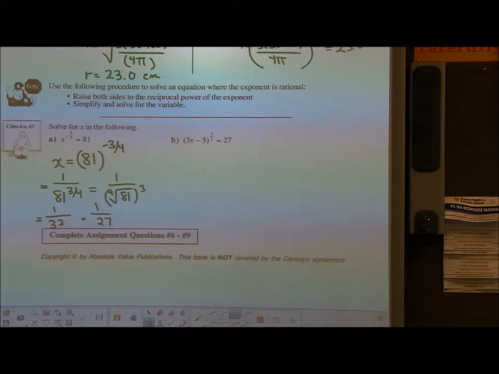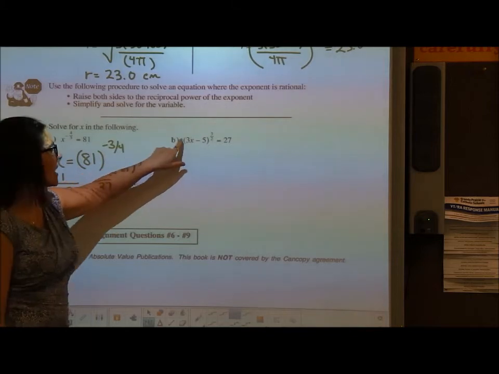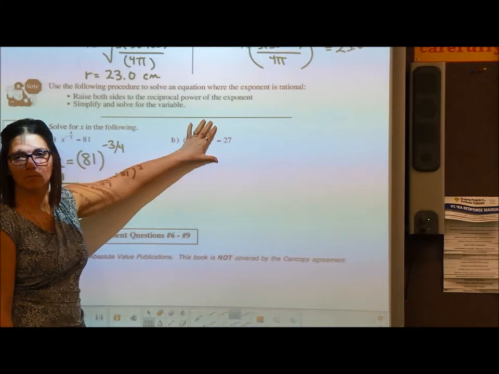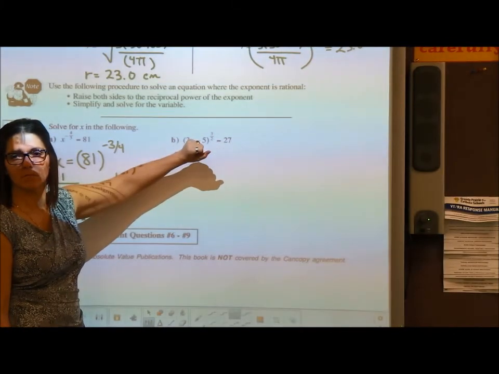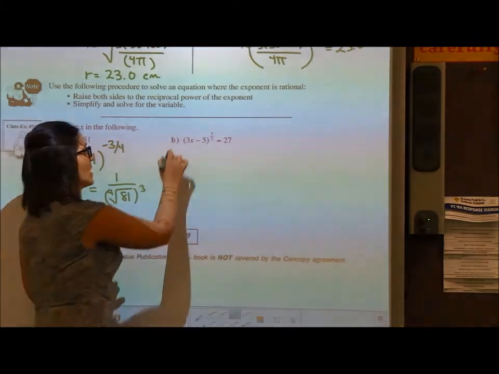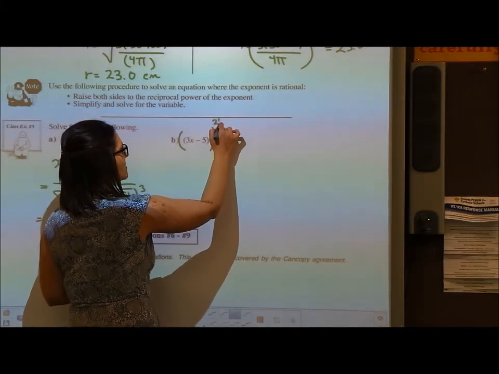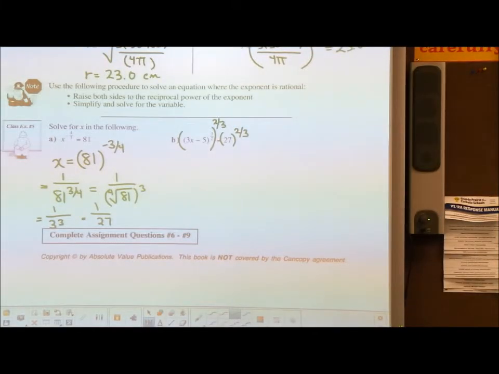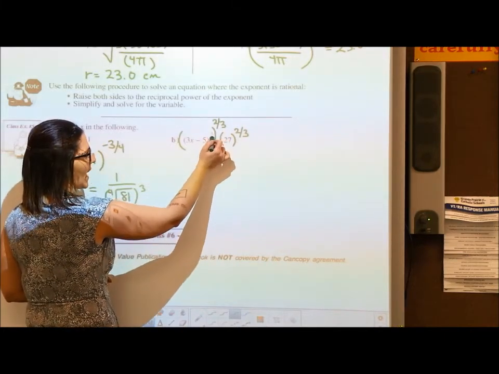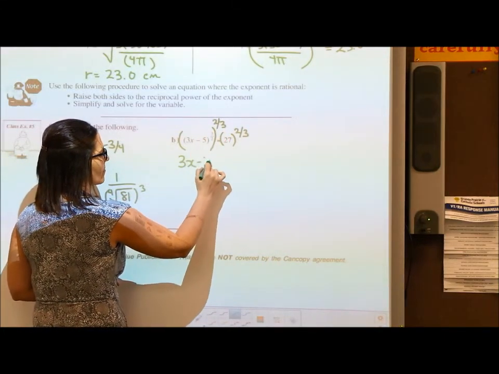Okay, so now if I look at B, I have 3x minus 5, an entire expression raised to the power of 3/2 equals 27. How could I change this, or what could I do to this to make this a power of 1? So what could I multiply by 3/2 to get to 1? 2/3. So if I raise this side, so on the left-hand side, the 2/3 will cancel out the 3/2, and I'll be left with 3x minus 5.